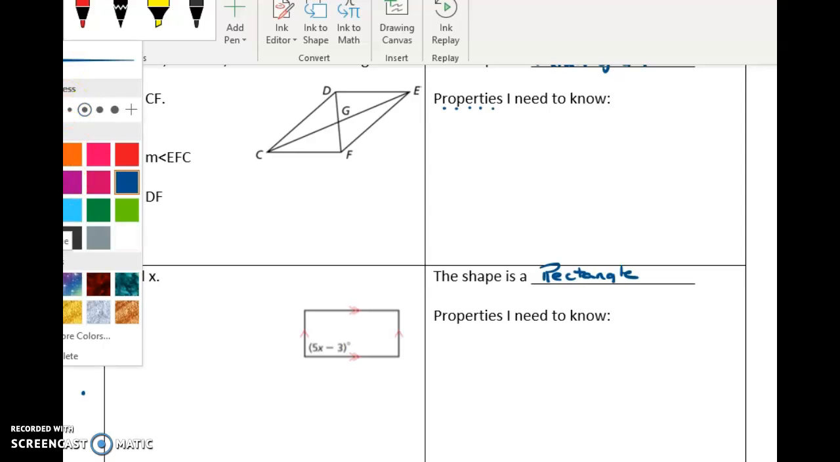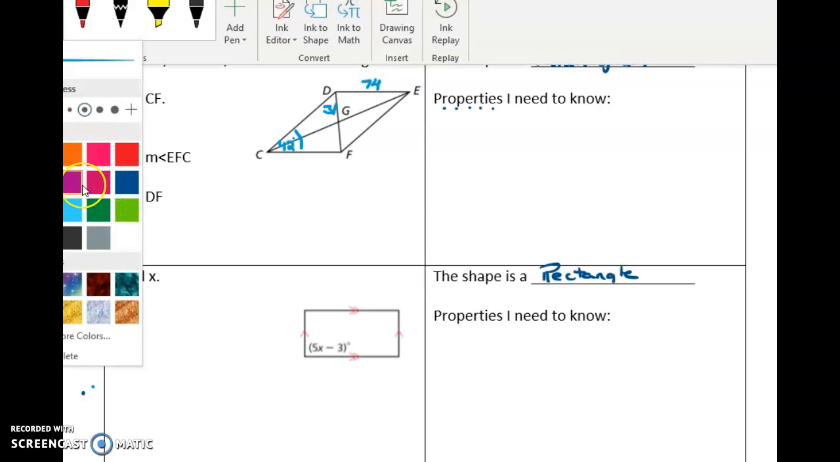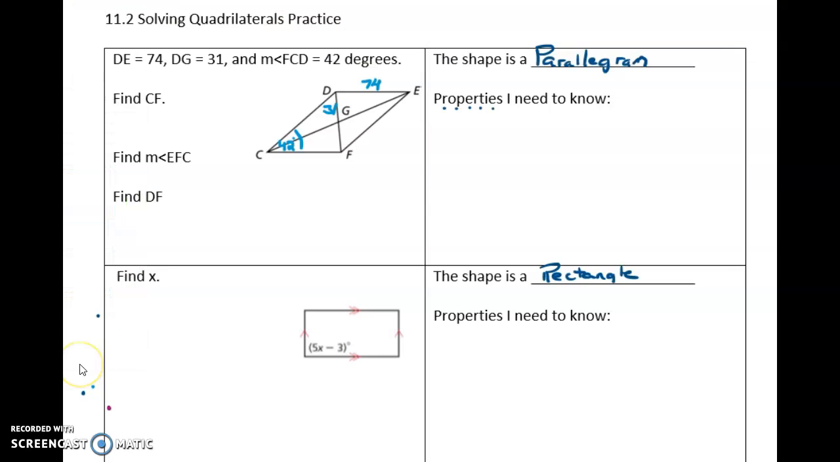Now, let's go ahead and label. You need to label all your information. So DE, this top side is going to be 74. DG, now be careful, that's part of a diagonal, so those are a little different, so we've got to be careful with those. So that's going to be 31. FCD, the angle, so F to C to D, that angle is going to be 42 degrees. Squeeze that in there. So go ahead and put in all your information. Help yourself with these.